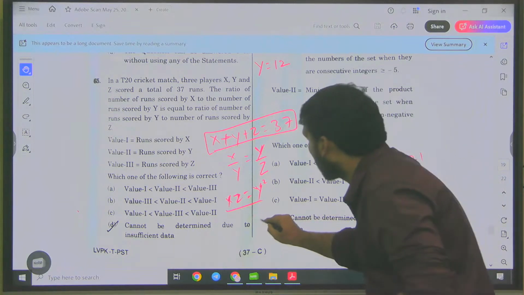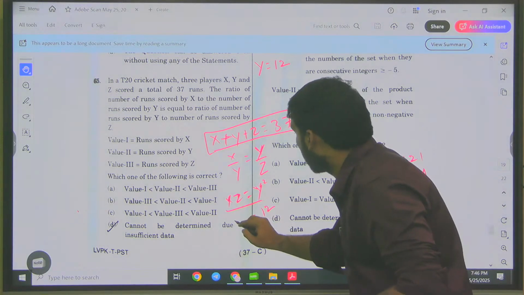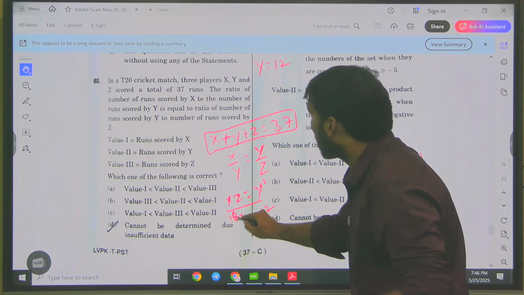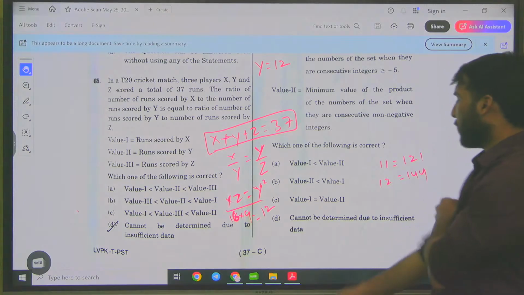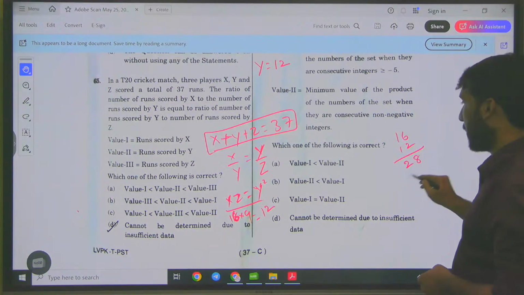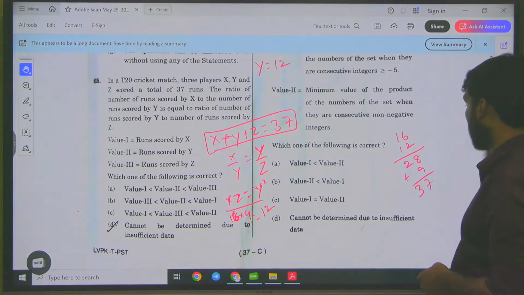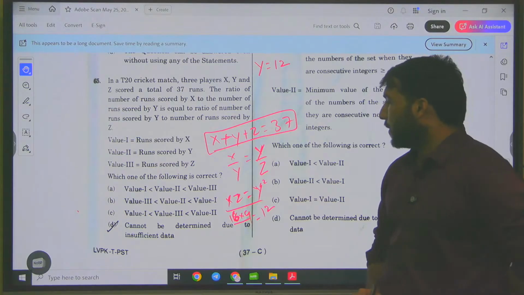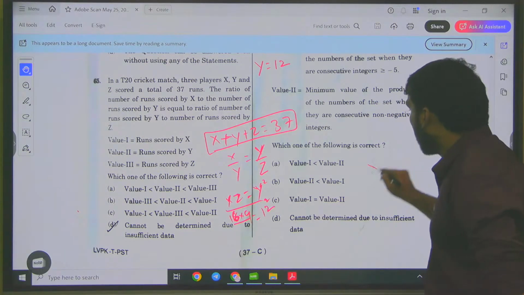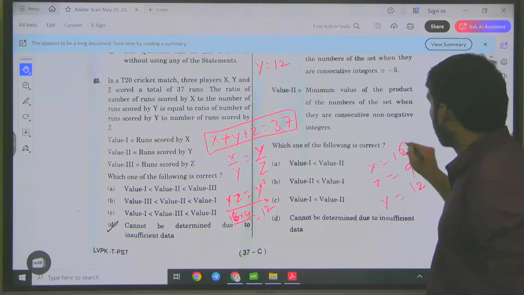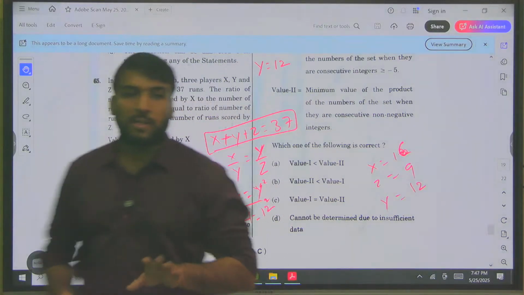If I take 12 here, x plus y plus z, right? 144, 18 into... 16 nines are 144. 16 plus 12 is 28, 28 plus 9 is 37. Yes, I'm getting this. So 16 into 9 is equal to 12 square. If I take y is equal to 12, z is equal to 9, and x is equal to 16, okay, this is one possibility.